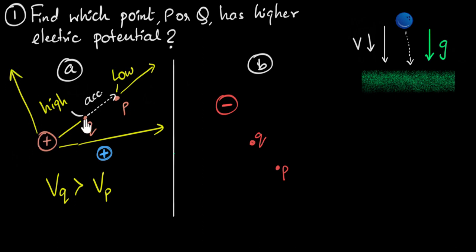And notice, even I could have said this way, along the field line, potential reduces, and we get the same answer, high, low. Okay, how about you give it a shot for the second one? So pause the video, use the same logic, and see if you can figure out which has higher potential.